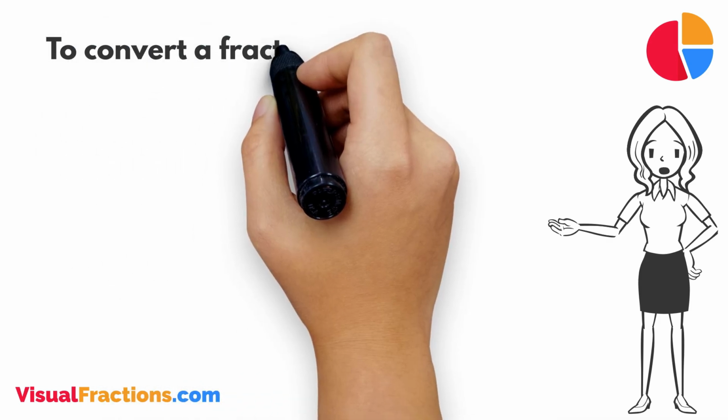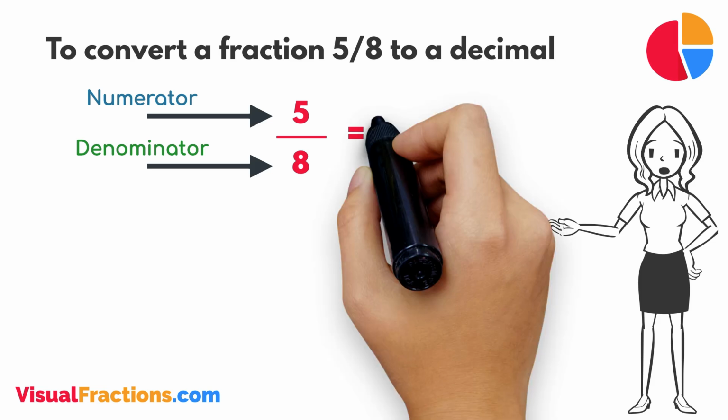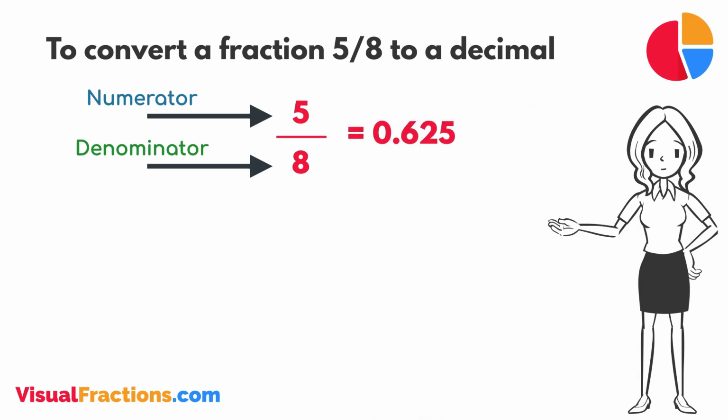To convert the fraction 5/8 to a decimal, all we need to do is divide the numerator, the top number, by the denominator, the bottom number. In this case, we want to convert 5/8 to a decimal. So, we simply divide 5 by 8. The answer we get is 0.625.